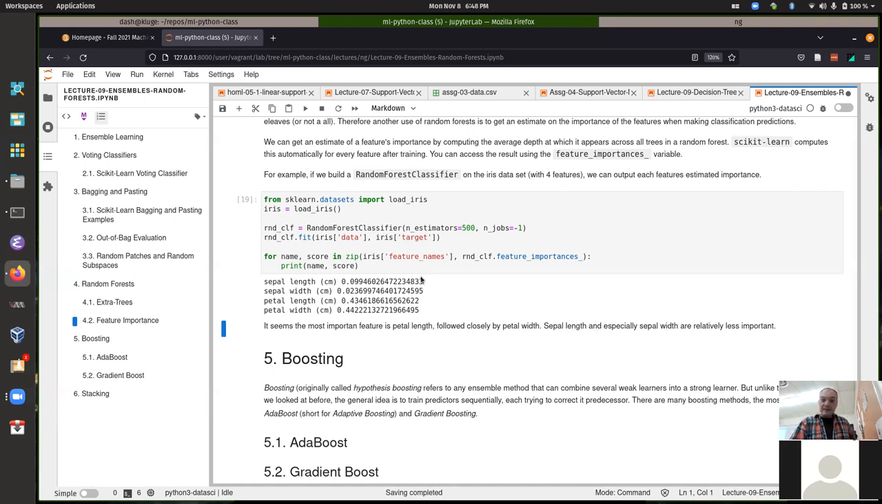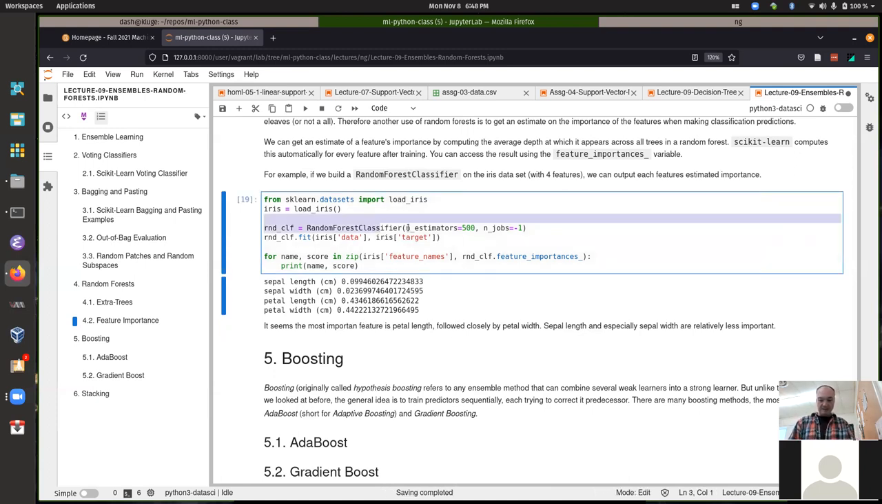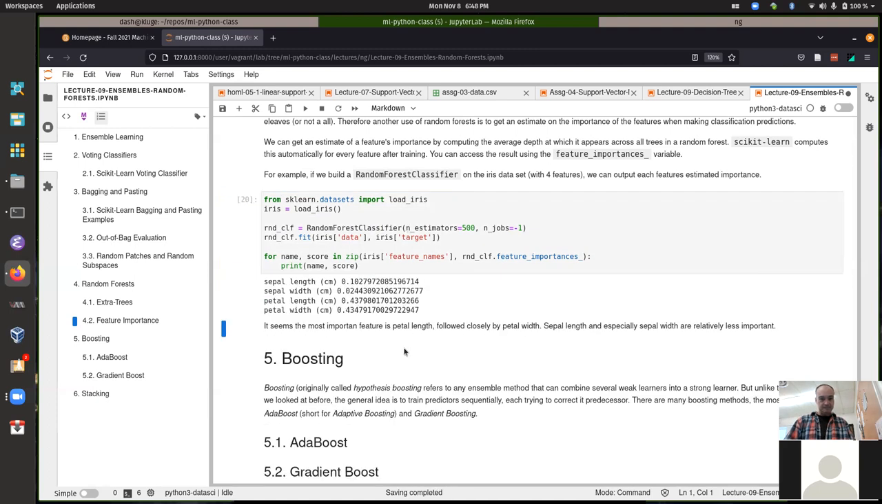You can get some variation on that. This is a random forest, so it is possible when you run this to get the petal length estimate slightly above petal width, as I had written up there. So yeah, you can see that they're slightly different. Petal length was just a little bit better than petal width there.